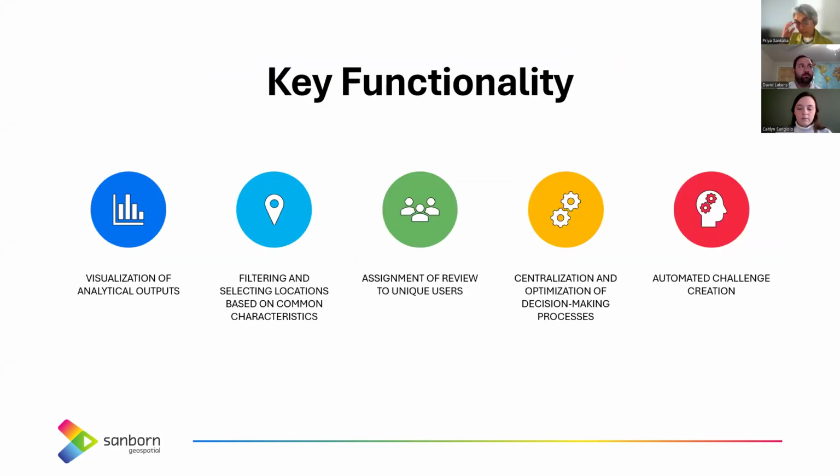The functionality of this tool is that, of course, you can do all the visualization of the input, so you can actually see the BSL in the context of other source data. You can also filter and select locations based on some common characteristics, for example, a score or all these reason codes that David just walked us through. And then you can also assign the review to unique users. Caitlin's going to walk us through all of this.